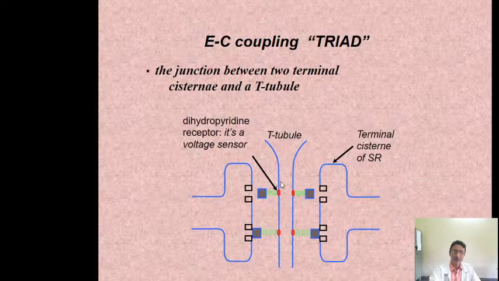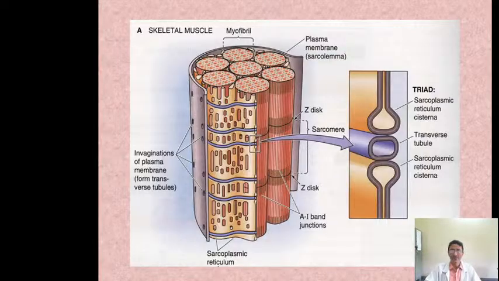So the action potential comes here as it goes inside the muscle fiber. It spreads laterally into the sides. When it goes into the sides, it releases the calcium. Once the calcium is released from the sarcoplasmic reticulum, contraction will take place. This is the triad, very beautifully explained here.